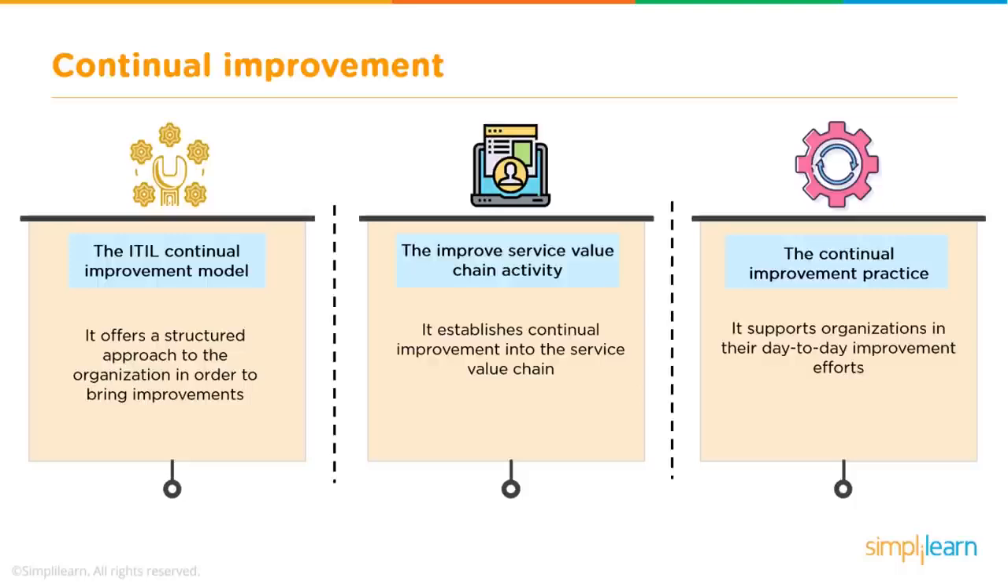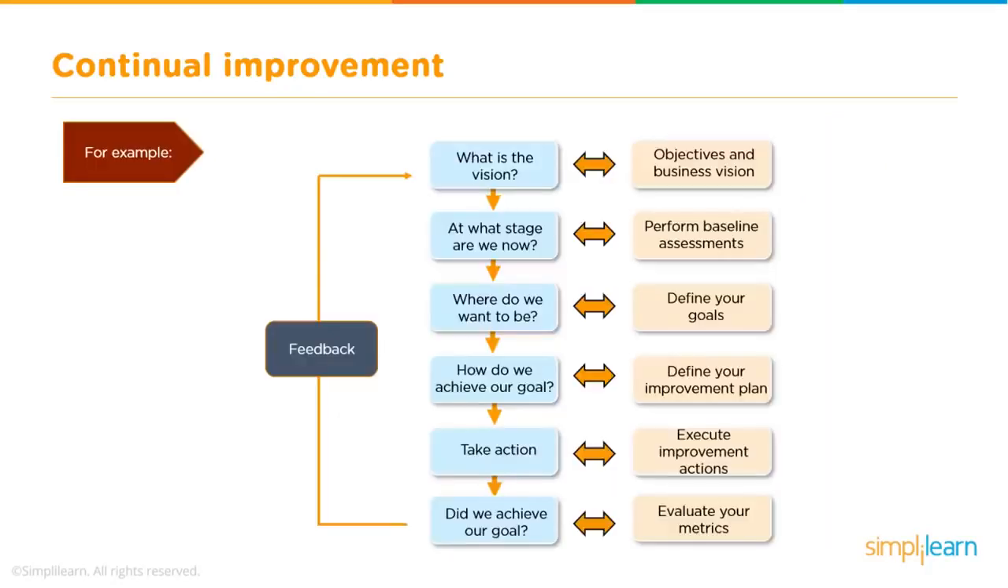So this happens aligning to the CSI model, which is redefined compared with the model that was defined in the previous version of ITIL. So that is having 7 steps, like what is the vision being the first question, where are we now, at what stage are we now, then where do we want it to be, how do we achieve our goal, how do we get there, then once you have a plan to get there, take action to get there, then did we achieve our goal, did we get there, then keep the momentum going by having that feedback. So this particular CSI model for continual improvement is aligned and followed.